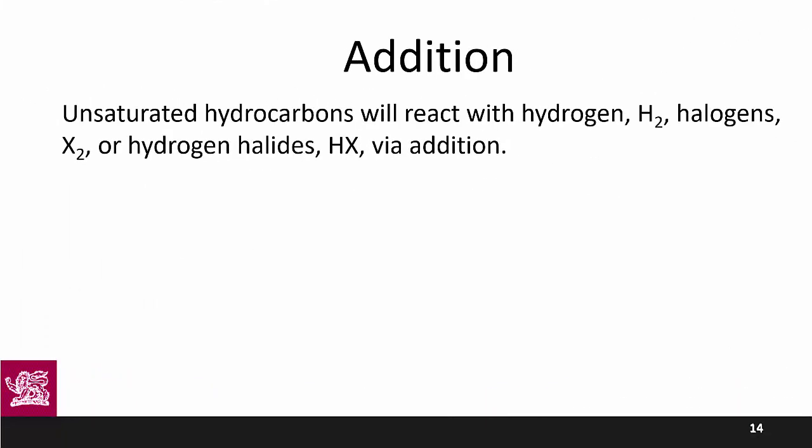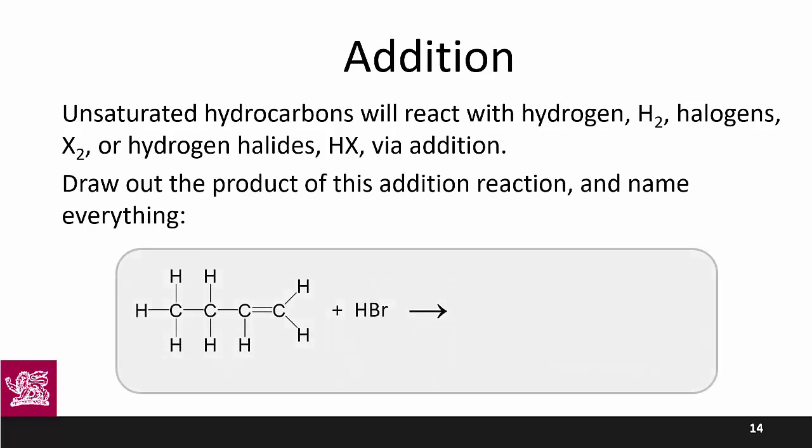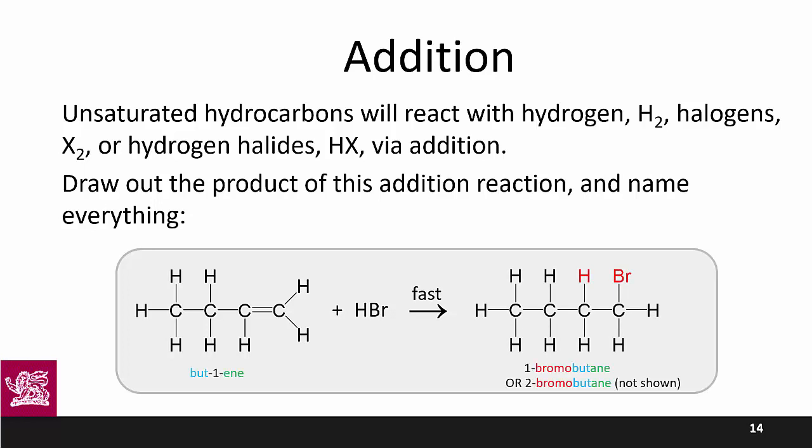Unsaturated hydrocarbons will react with hydrogen, halogens, or hydrogen halides, HX, via addition. These are the same halides, fluorine, chlorine, bromine, and iodine, that we were talking about just a second ago. Have a go at this reaction. This is a fast reaction and it only has one product. We have but-1-ene reacting with hydrogen bromide in this case to form 1-bromobutane, or, not shown, 2-bromobutane in the same way as our previous reaction.